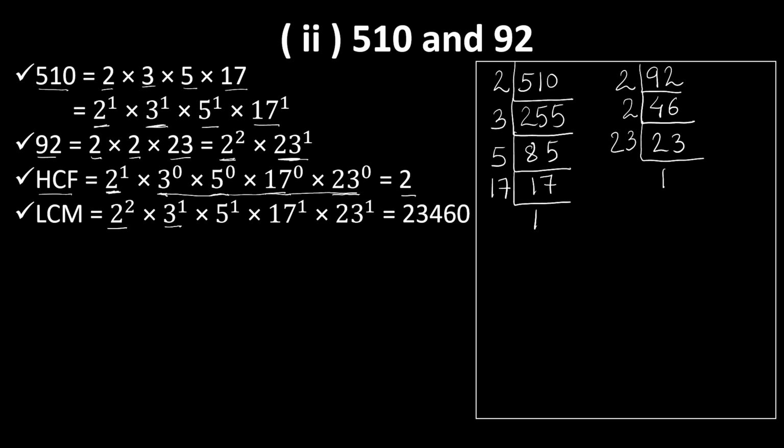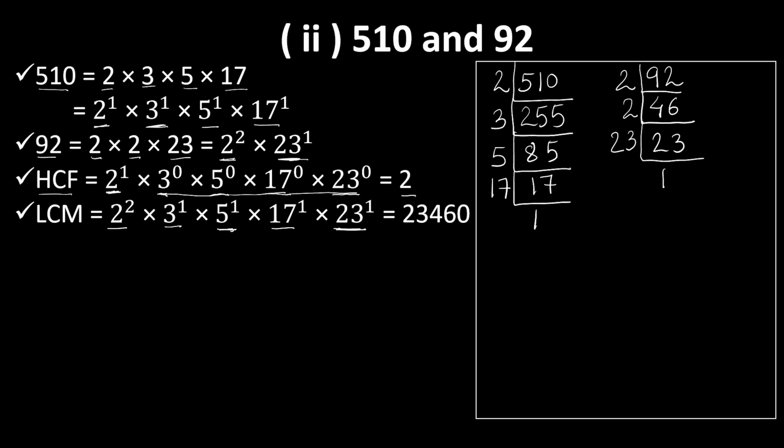For 5 also we will be writing 5 raised to 1. It is coming as a prime factor in 510 but not in 92. For 17 again, we will be writing 17 raised to 1 as it is occurring once in the prime factorization of 510 but not in 92. Same happens for 23. It is occurring as a prime factor in 92 but not in 510. So therefore, we will be writing 23 raised to 1.